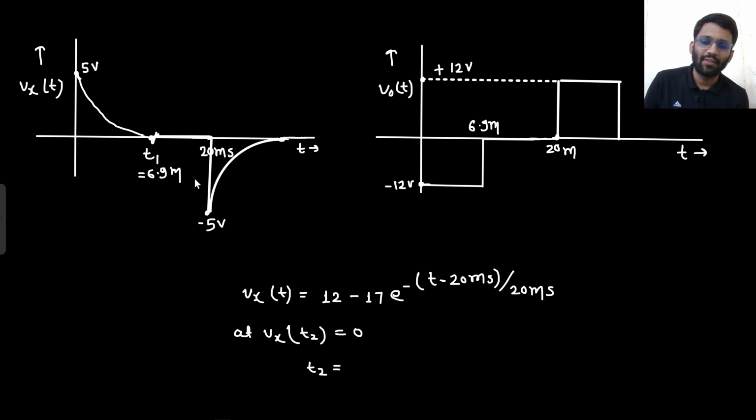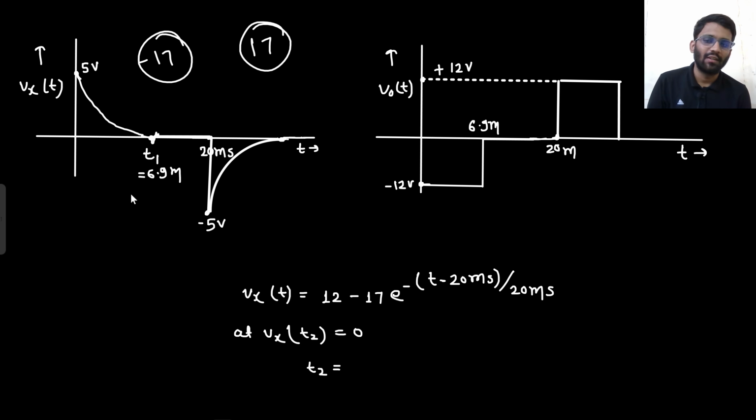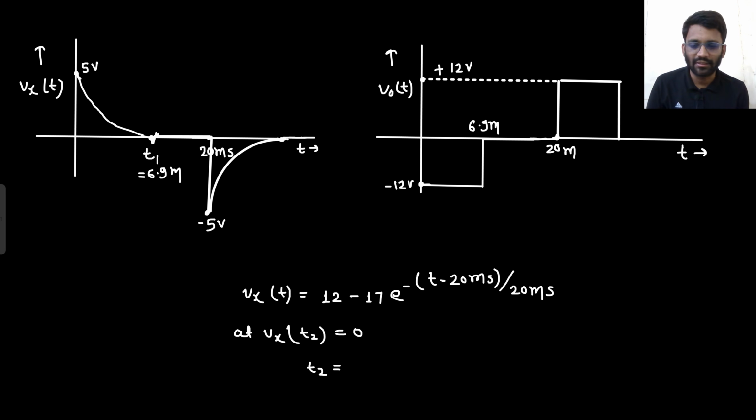From here to here the time was 6.9. So again from here to here the time will be 6.9 only, because the same circuit is there, same time constant is there. It was going from 5 to 0, it is going from -5 to 0. It was trying to go from 5 to 12, it is trying to go from -5 to 12. So it was also trying to gain 17, it was also trying to lose 17. And the same time constant is there, so same time will be taken. So this will be completely symmetric.